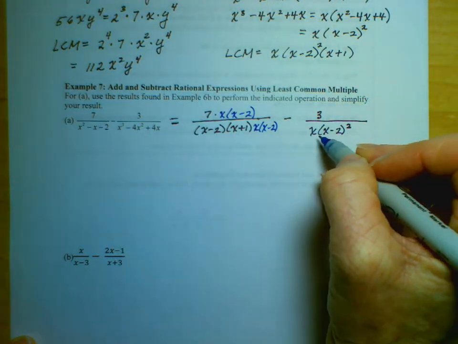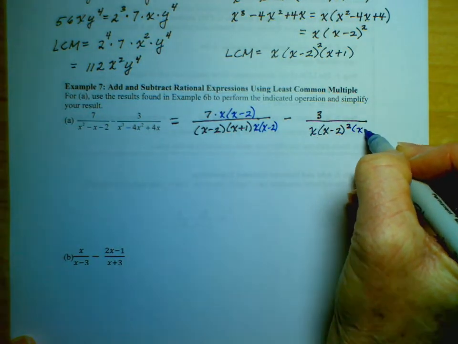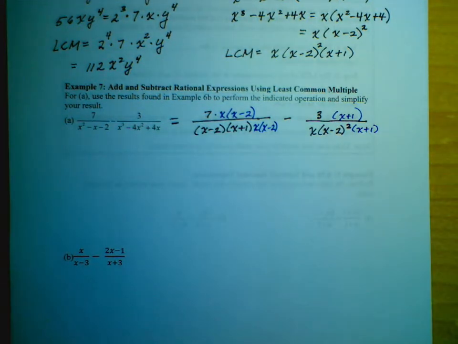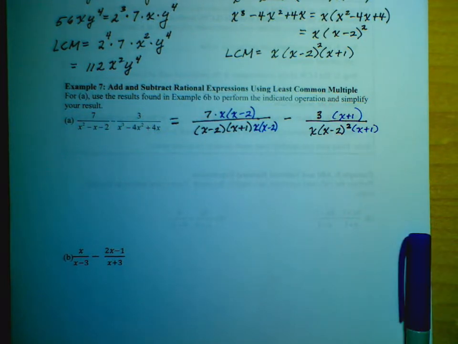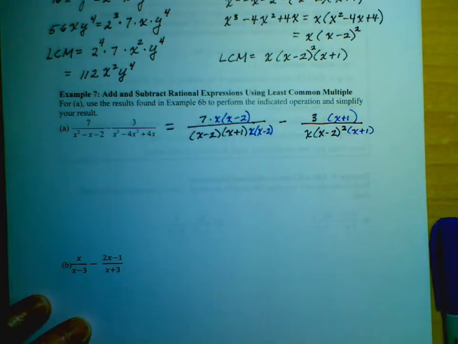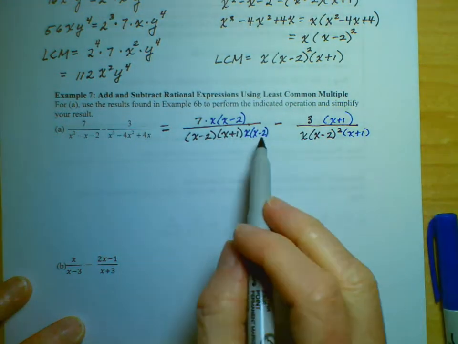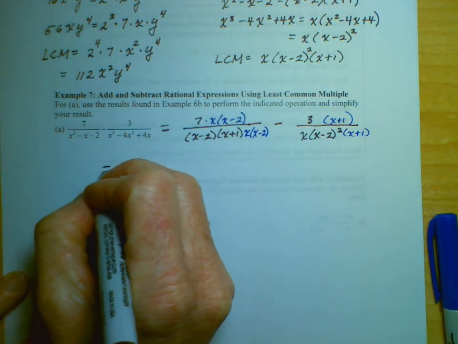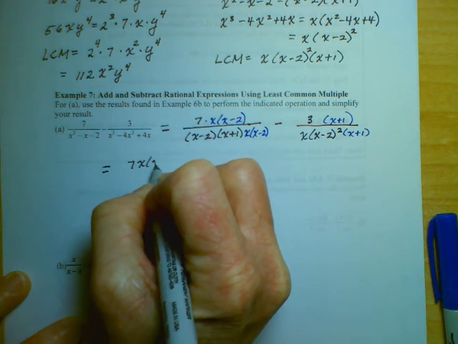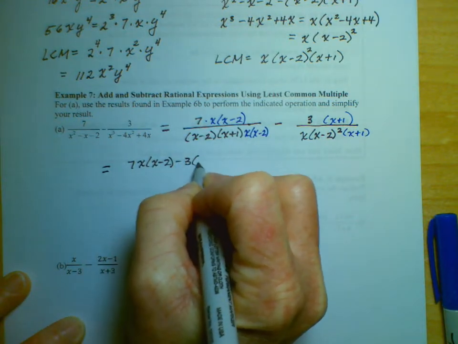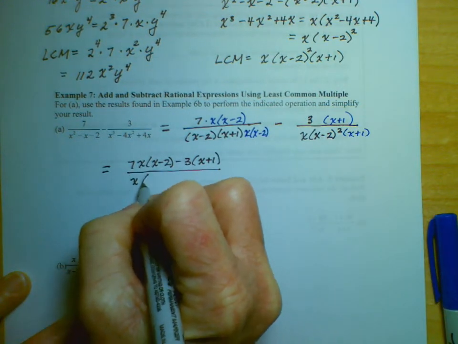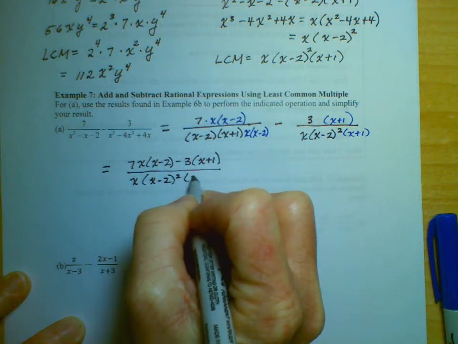Look at the other one. What's missing here? I'm just missing the x plus 1. So I'll multiply the top and bottom by x plus 1. Again, that's the same as multiplying that rational expression by the number 1. So it's perfectly legal to do in algebra to multiply something by 1. It doesn't change its value. Okay, so now what do I have? I have all of this. I have 7x times x minus 2 minus 3 times x plus 1 all over my common denominator of x minus 2 squared, x plus 1.